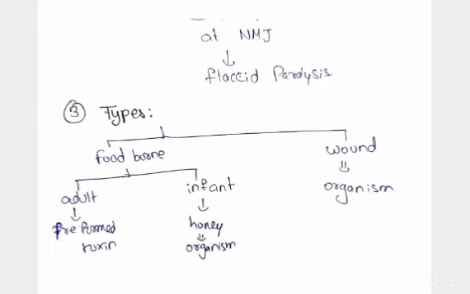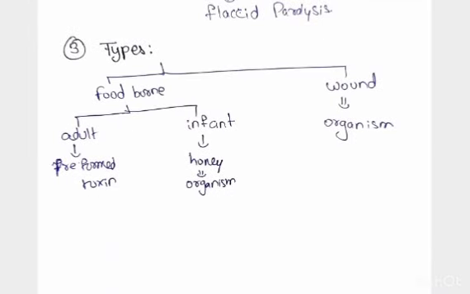Now we will see what the types are. There are 3 types of infection. Actually, broadly classified, it is 2: foodborne and wound. And in foodborne, it is adult type and infant type. In adults, we will see the preformed toxin. That is, the toxin is already present in the food which is ingested by the adult. That is called the preformed toxin, which is generally seen in canned foods.